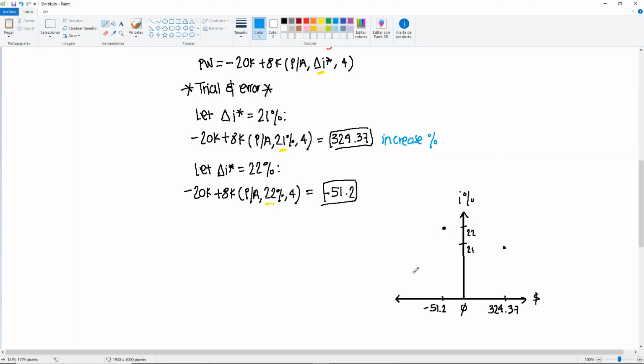So we had said that for making a standard for the class, the positive point will be x0, y0, and then the negative is going to be x1, y1. So if we plug in the values here, x0 would be 324.37, and y0 would be the 21%. And same here, I'm going to plug them in. So this would be minus 51.2, 22%.